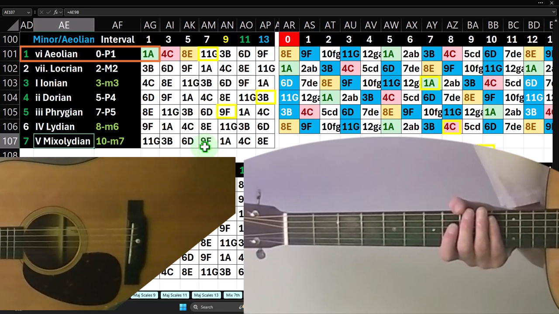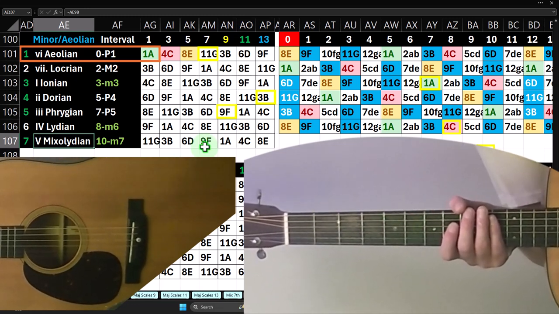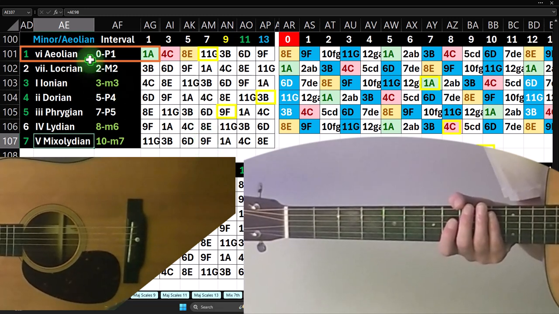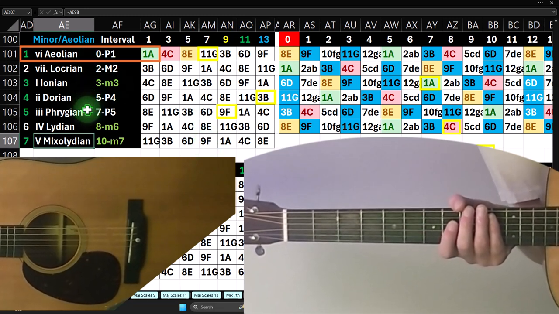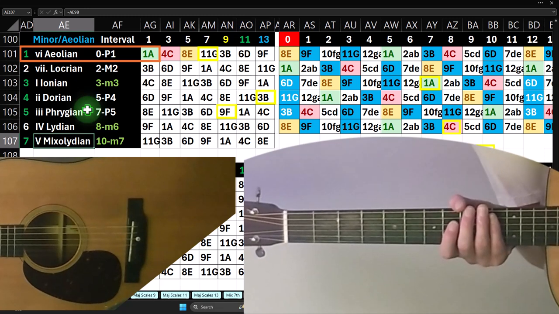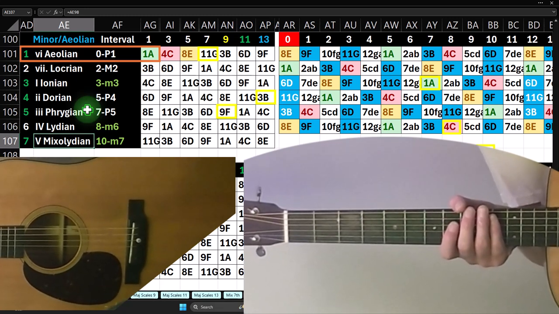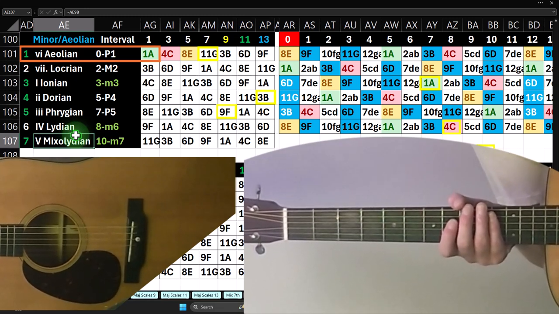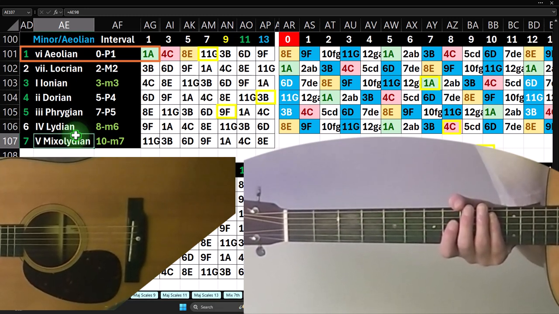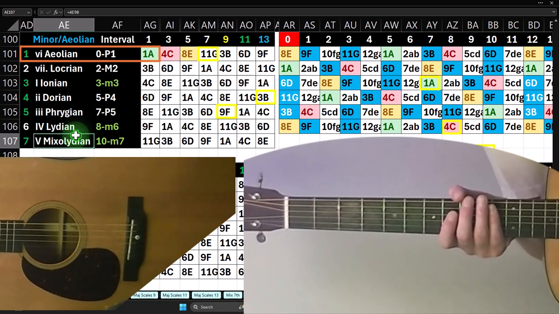So we're looking at the minor seventh, which applies to all of the minors, the Aeolian, the Dorian, the Phrygian, the 1, 4, 5 of the minor, otherwise known as the 2, 3, and 6 of the major. It also applies to the Mixolydian, the major mode that we saw before, which has a major third but a minor seventh.